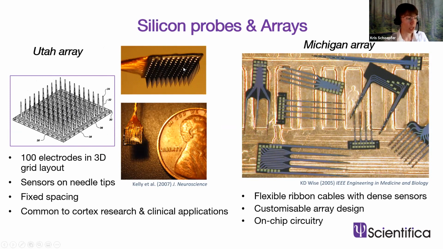And so it can be somewhat common to plunk down a couple of these Utah arrays, maybe in one location in the brain. And then the Michigan arrays are these kind of flexible ribbon-like cables with very dense sensor arrays on the tips here, not unlike the previous slide. Essentially, you can get more than one shank in the same device. And of course, these can be customized, different spacing depending on your needs.